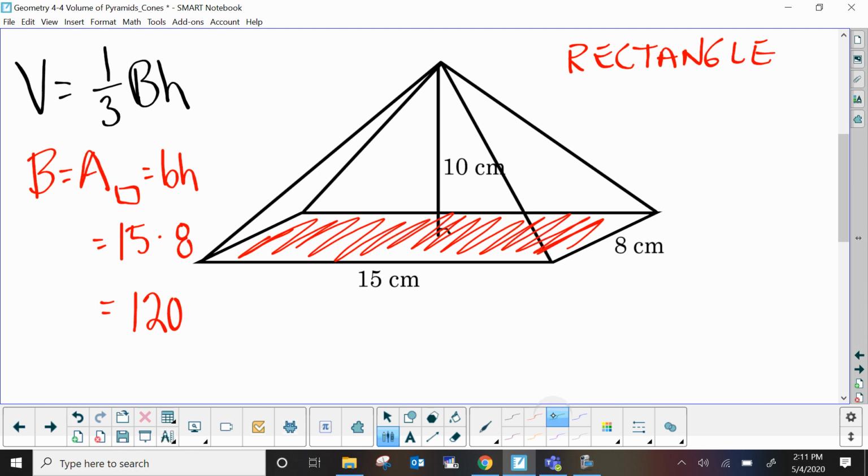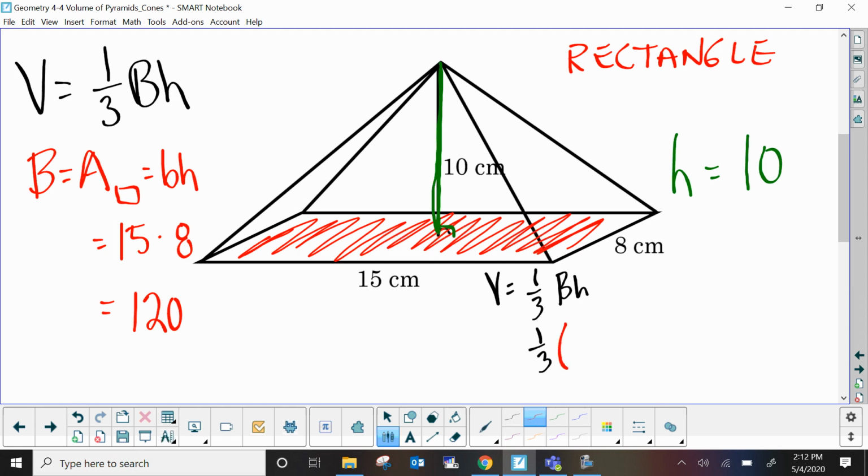The height of the pyramid, that's from the vertex of the pyramid straight down, and it has to be perpendicular. So the height of this pyramid is 10. All right, so volume is 1/3 capital B H. 1/3, I found the capital B, the area of that rectangle, to be 120, and the height of this pyramid to be 10.